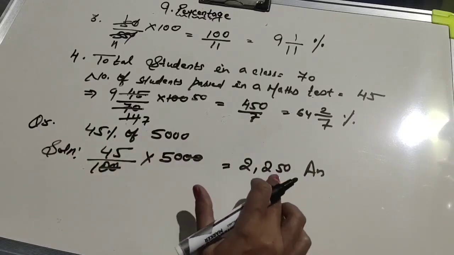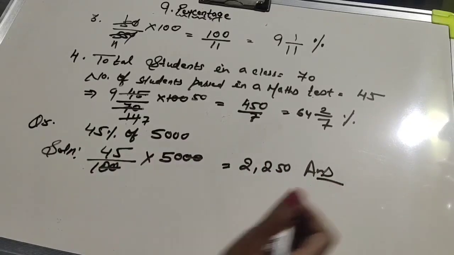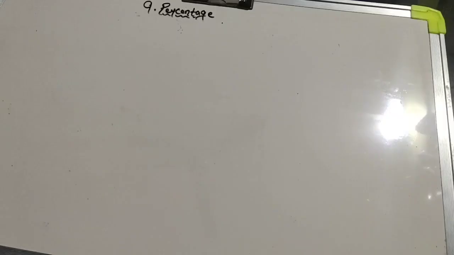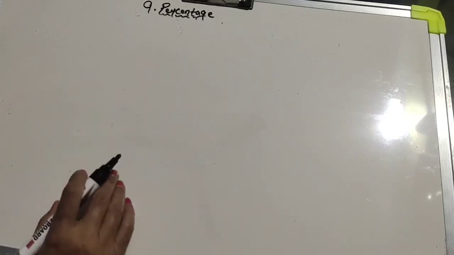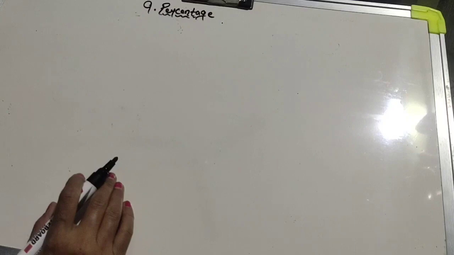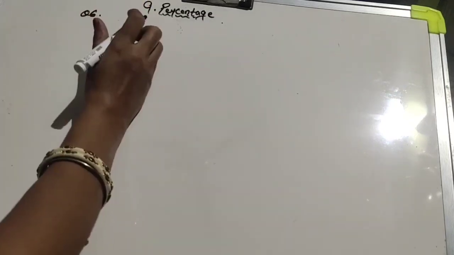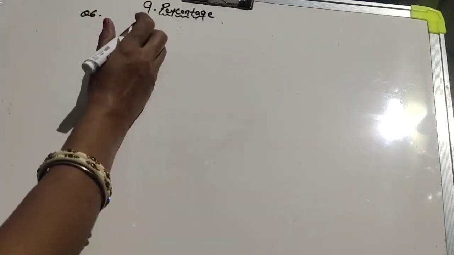Now move to question number 6. Question number 6 is given: Sarad earned rupees 15,000. Total monthly income he has is 15,000. He spent 30% of the amount earned on household expenses, 20% of the remaining amount on shopping, and saved the rest. What amount did he save?